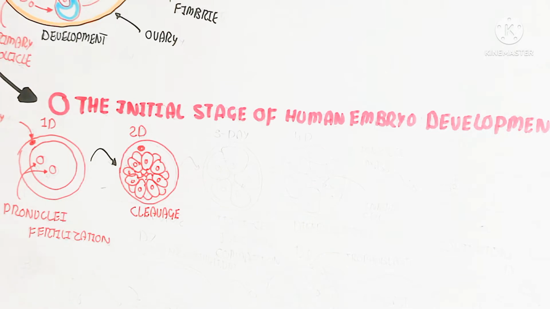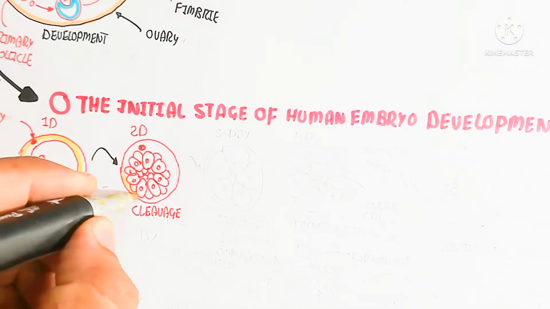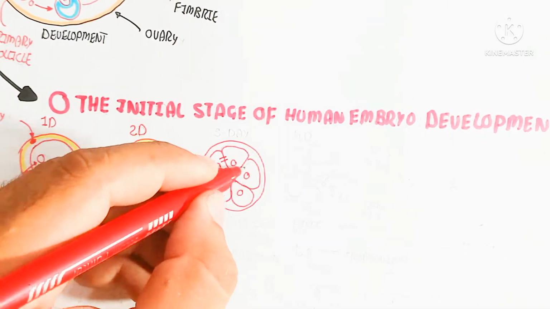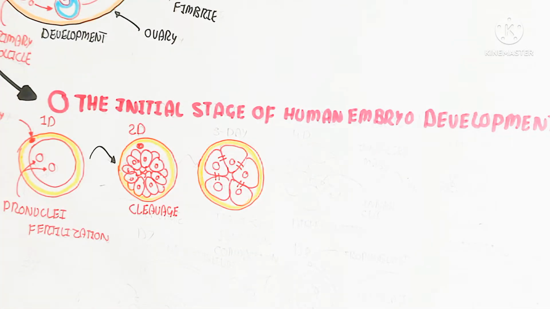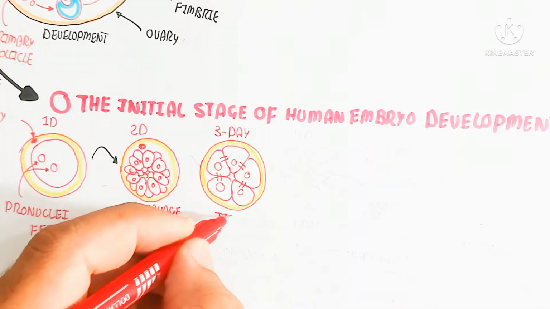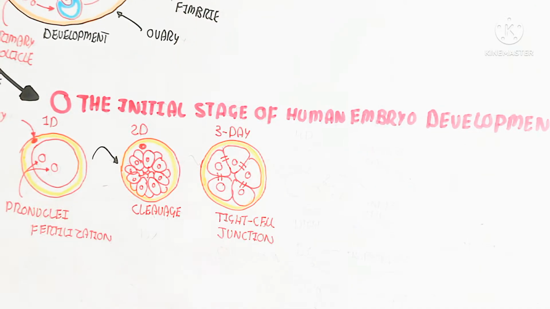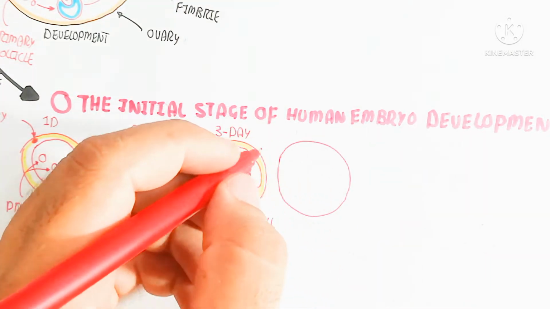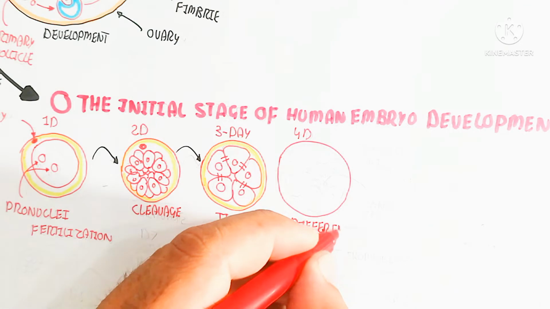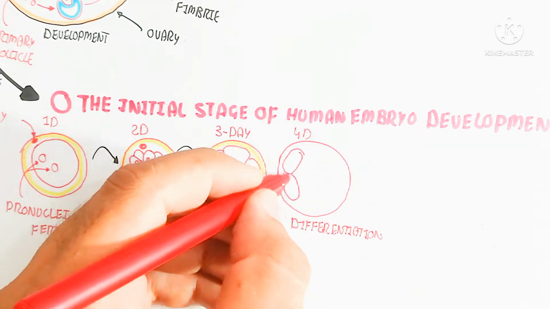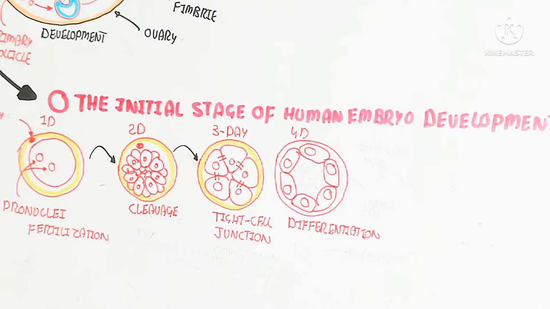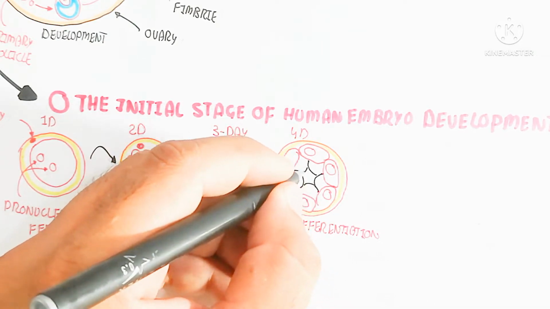In this way, cleavage will lead to the second day, and on the third day tight cell junctions will occur, and compaction will occur. On the fourth day differentiation will occur. Differentiation means the cells will differentiate: the inner cells as well as the outer cells will be formed, and inside, the blastocoele cavity will develop after the fifth day.